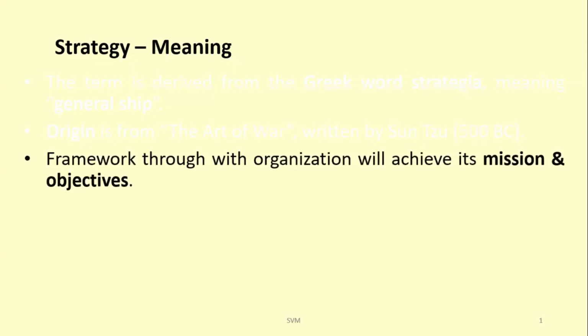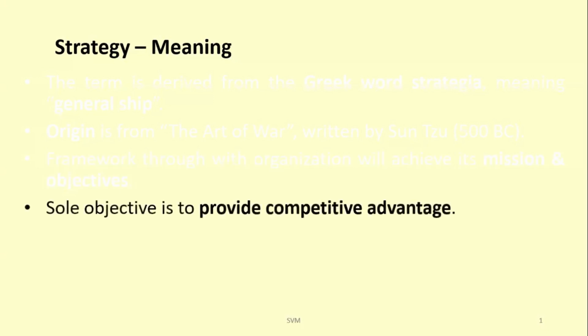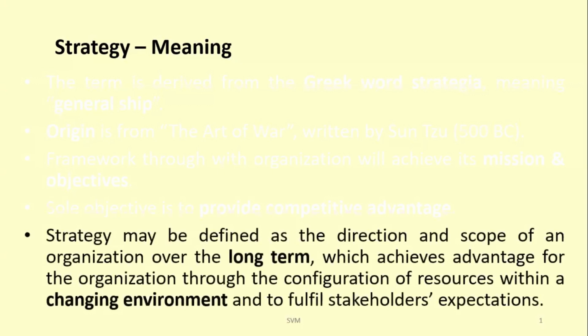Basically, strategy is a framework through which the organization will achieve its mission and objectives. The sole objective of strategy is to provide competitive advantage. You may define strategy as the direction and the scope of an organization over the long term, which achieves advantage for the organization through the configuration of resources within a changing environment and to fulfill stakeholders' expectations.